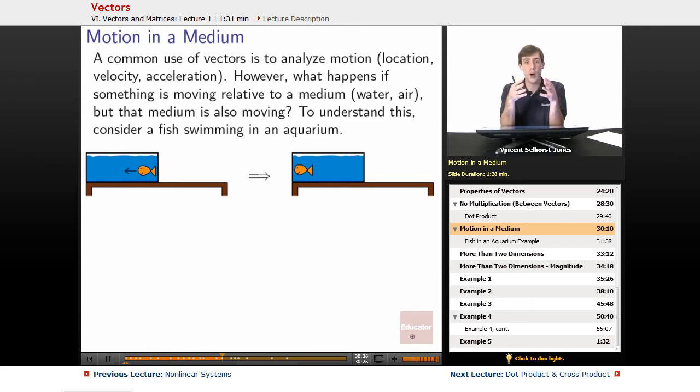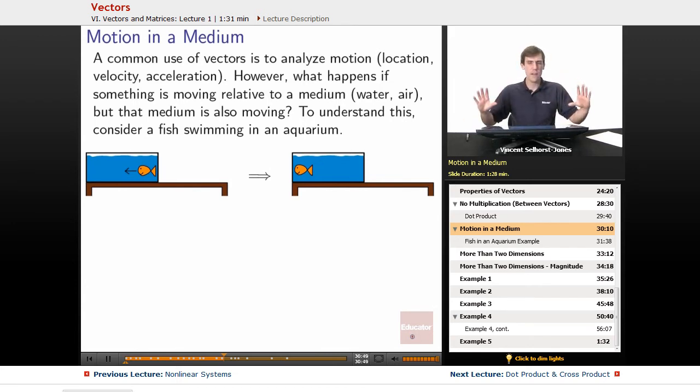Like say we've got a boat in a river, and the boat is moving up the river, but at the same time the water in the river is moving another direction. We have to do something to take account for this. So the object is moving relative to the medium, but the medium itself is also moving, like the boat in the water. To understand this, let's consider a fish swimming in an aquarium. I love this as an example.